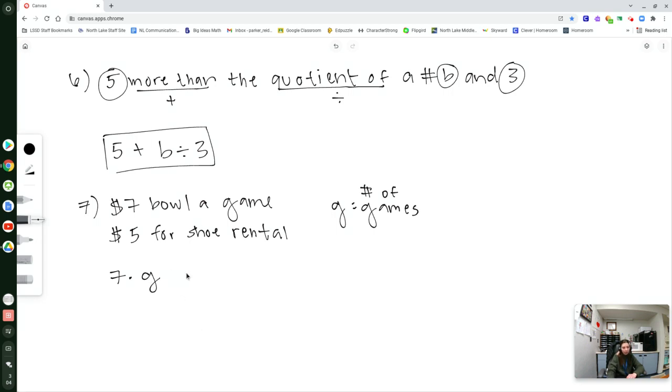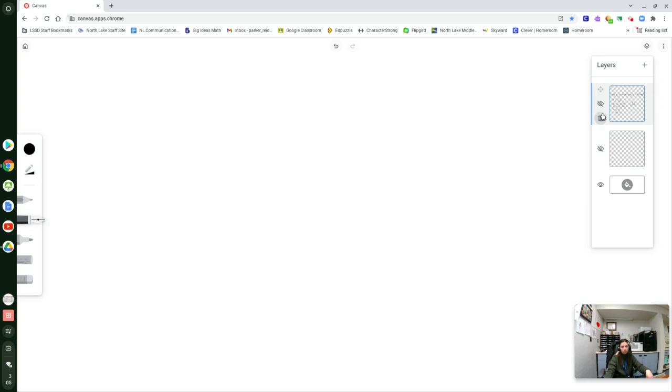But we can't forget that $5 for the shoe rental. So I need to add $5 for the shoe rental. The reason the 5 doesn't get multiplied by G is because I only need to rent the shoes once. I just need to pay that $5 once. I don't need to pay it multiple times. I do have to pay for multiple games, but I only pay for shoe rental once. Now, if I'd like, I can remove that multiplication symbol and write 7G plus 5. $7 per game plus $5 for shoe rental.